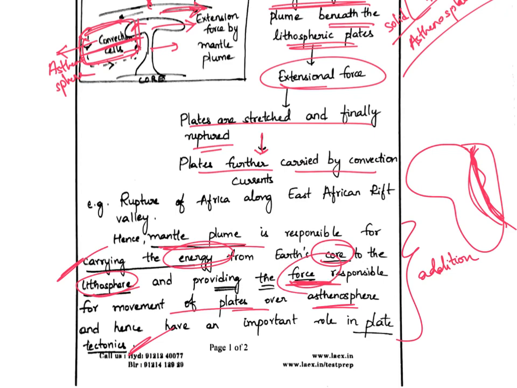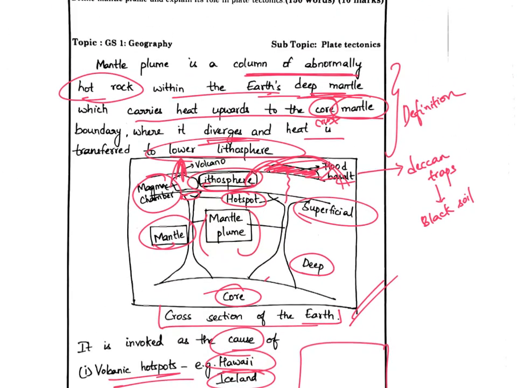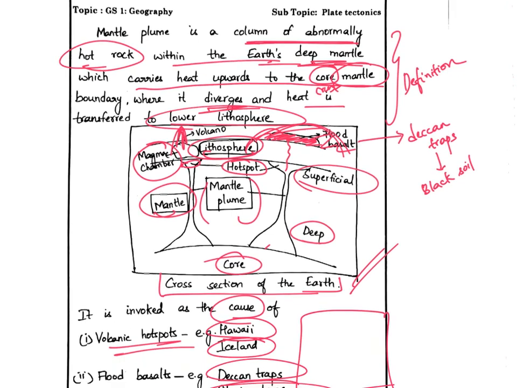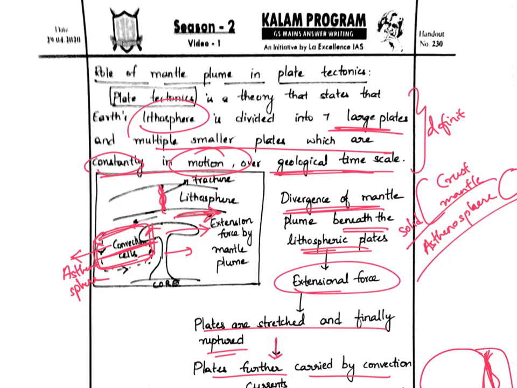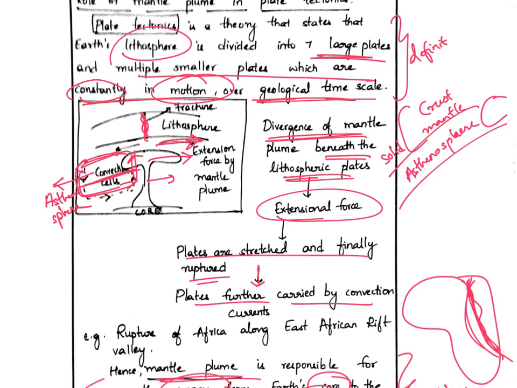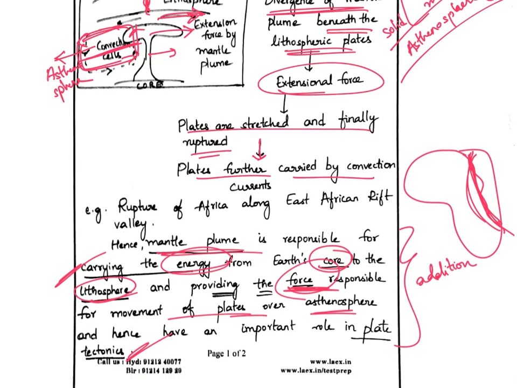If we analyze the entire answer, he has given a decent introduction. He has made a small mistake, but that's okay. Then he has drawn a diagram describing how mantle plume works. He has given examples, and then he told about plate tectonics. Then he drew a small flowchart showing how it helps in plate tectonics. He has also given an example here, and then he has written a good conclusion, adding additional value points. I think overall it is a good answer.